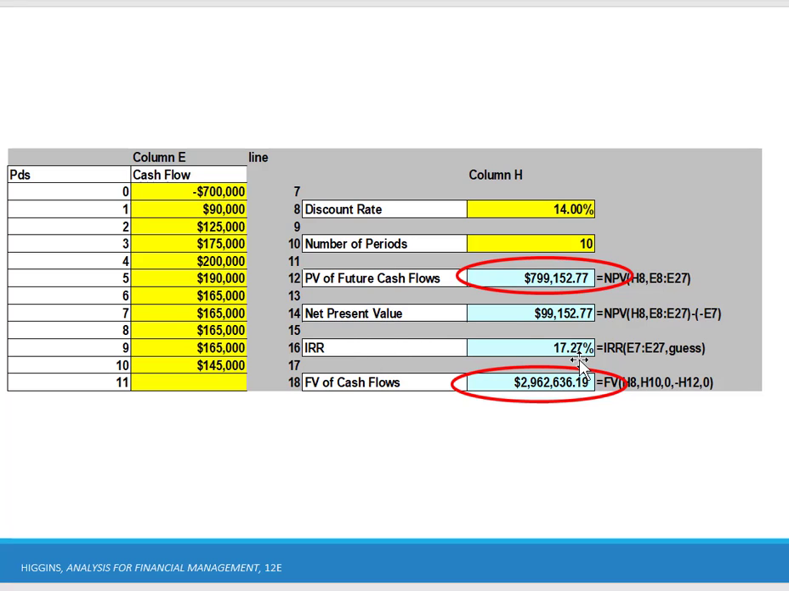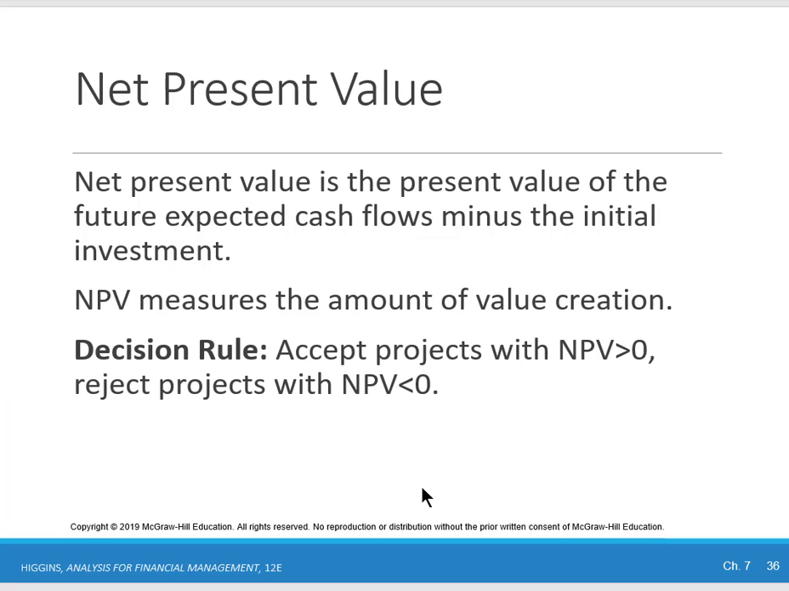Internal rate of return is 17%. Now, if you look at the future value, if we reinvested all of these cash flows at the end of year 10, we would have $2.9 million if we could earn 14% on this investment. So the first technique that I'd mention there is net present value. It's just the present value of those future cash flows minus the initial investment.